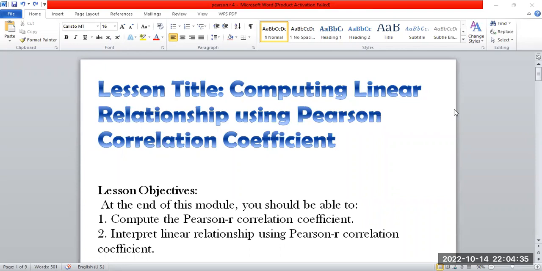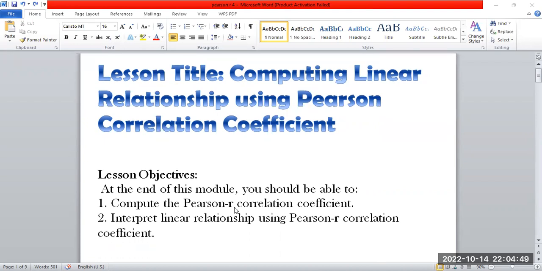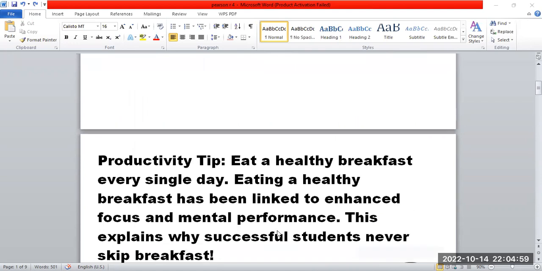Continuation of our discussion, lesson number 13, lesson title: Computing Linear Relationship Using the Pearson R Correlation Coefficient. Lesson objectives: at the end of this module, you should be able to compute the Pearson R correlation coefficient and interpret linear relationship using the Pearson R correlation coefficient.